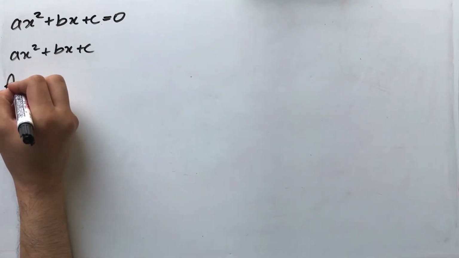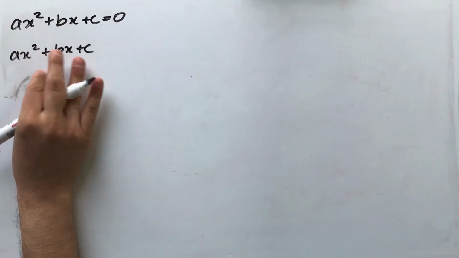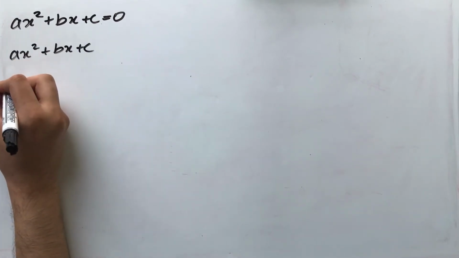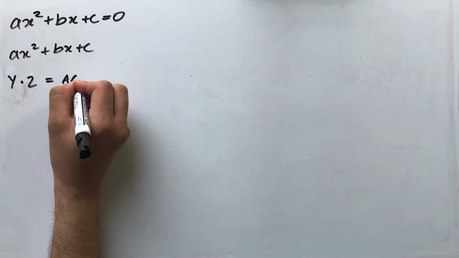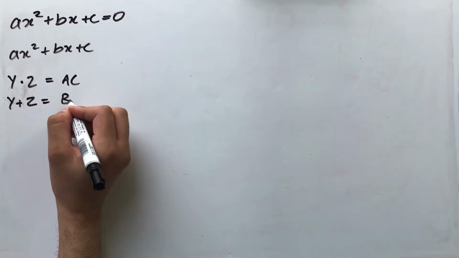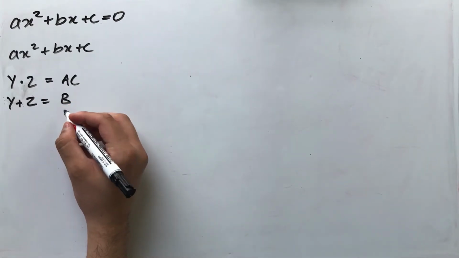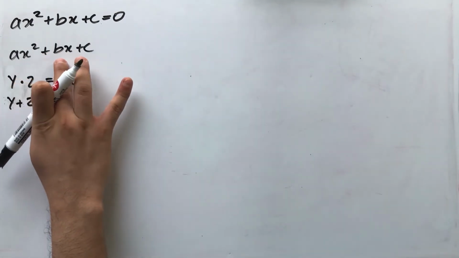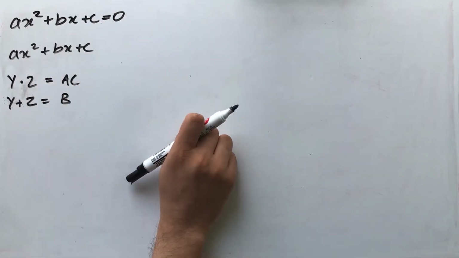This means that if you were to take A times C, if you were to take two numbers, they would give you AC, right? So if you took two numbers, let's say we can call them Y and Z, they would give you AC. And if you were to add these two numbers up, they would give you B. Okay? Then you rewrite the B term as a sum of these two factors. So now since B is equal to these two, you can break this up and write it as a sum of that. Then you factorize each pair of terms and take out the common factors.